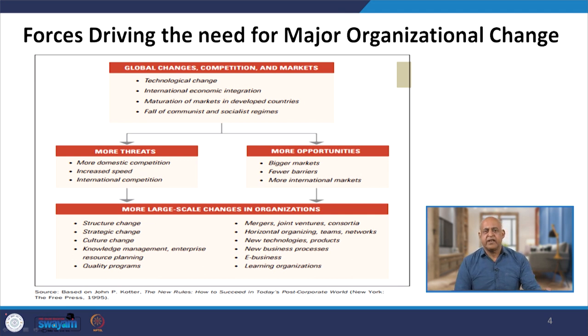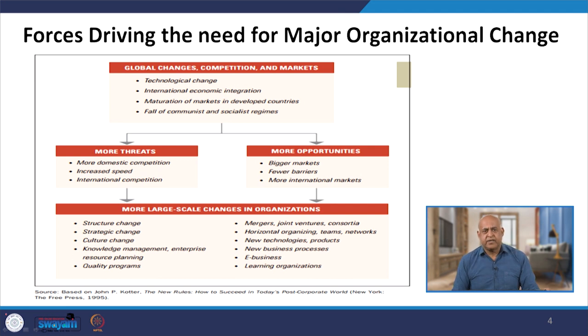Strategic changes are there. What are your strategies? The cultural change, because you are working in the global and domestic market both, so you have to face a different culture and adjust yourself to the cultural change. Knowledge management, enterprise resource planning is there, and it is becoming more and more resource planning, and there are quality programs, where we can find out the different quality programs which we can organize.